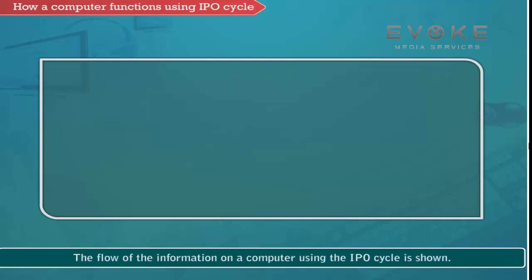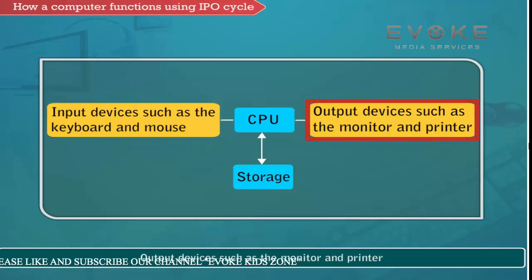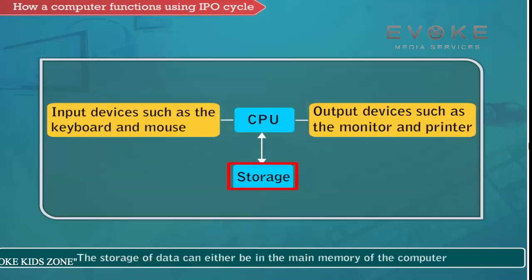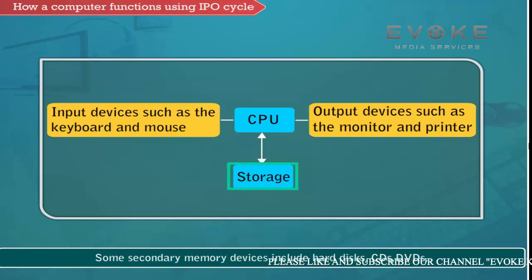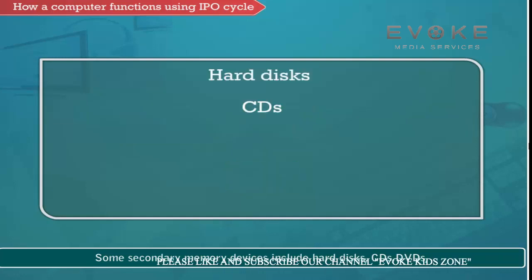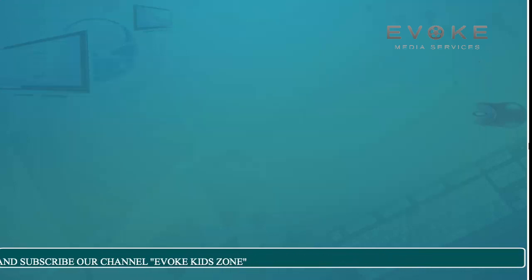The flow of the information on a computer using the IPO cycle is shown. Input devices such as the keyboard and mouse. Output devices such as the monitor and printer. The storage of data can either be in the main memory of the computer or in the secondary memory devices. Some secondary memory devices include hard disks, CDs, DVDs, flash memory, and memory cards.